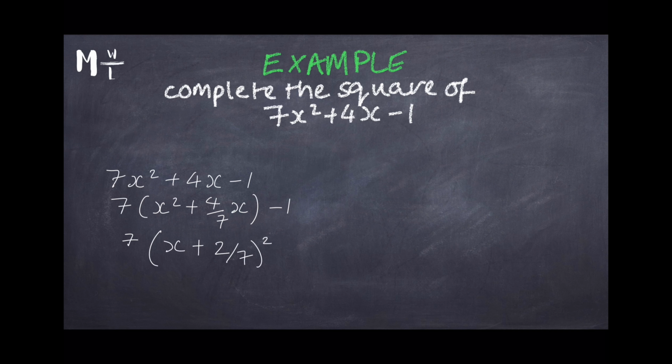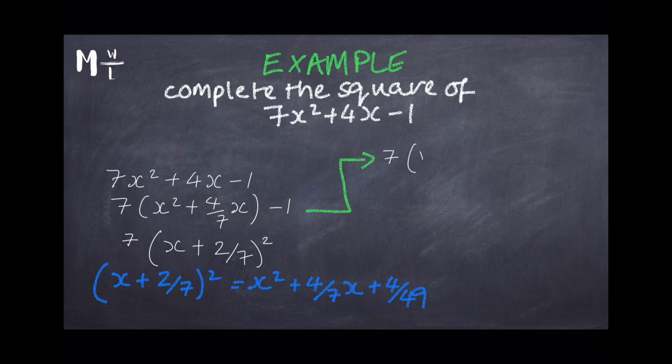So again, we'll divide the x coefficient by 2 and that will become the constant within the bracket. Let's quickly expand this just to check what the constant is that we need to remove at the end. So we've got (x plus 2 over 7) all squared, and that's going to give us x squared plus 4 over 7x, add 4 over 49, so we don't need that part at the end. So what we can do is replace the x squared plus 4 over 7x with (x plus 2 over 7) all squared. Remember to take off the 4 over 49 and remember to take off the 1 also.